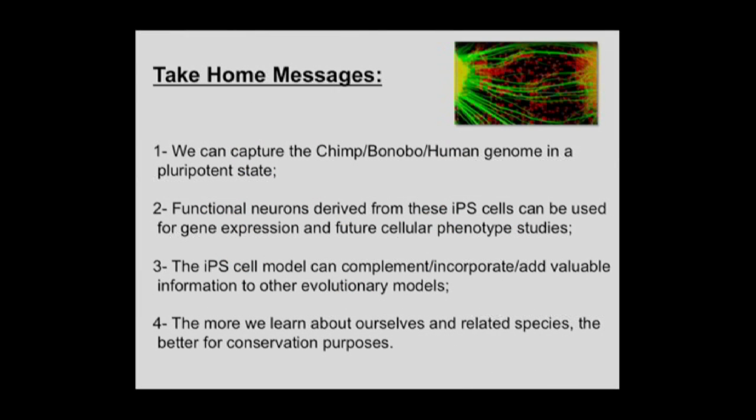So I'll finish here by confirming that I think I gave you enough evidence to suggest that chimp, bonobo, and human genomes can be captured in this pluripotent state, and we can induce neuronal differentiation and start to compare gene expression as well as molecular and cellular phenotypes. And the iPS model can be a useful tool to complement, incorporate, or add valuable information to other evolutionary models. And the more we learn about ourselves, the more we learn about related species, the better for conservation purposes.